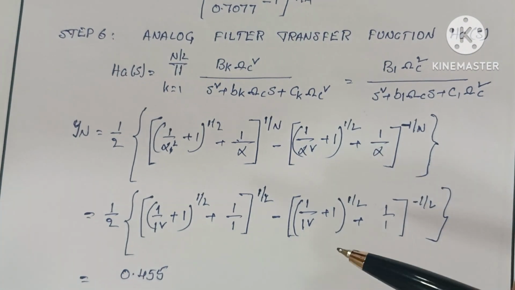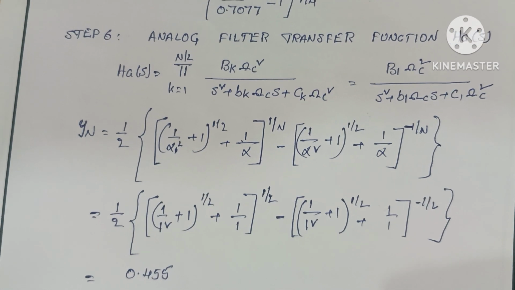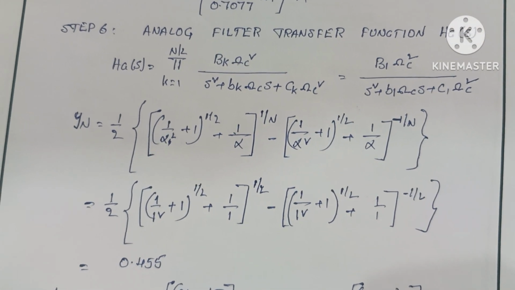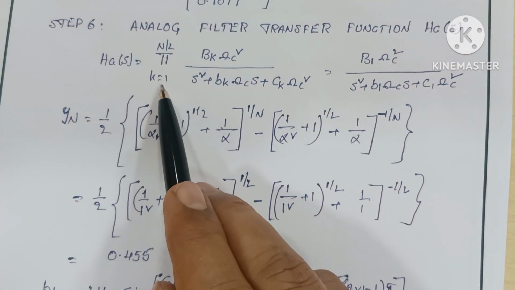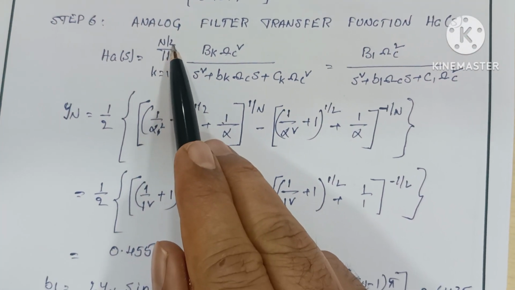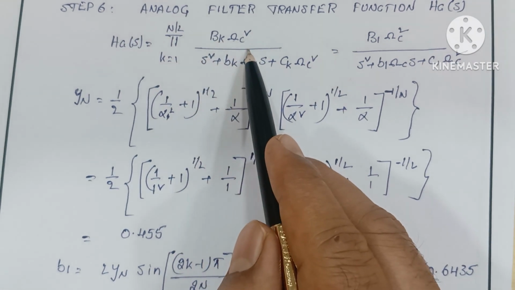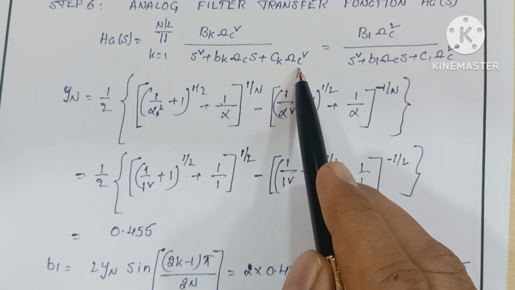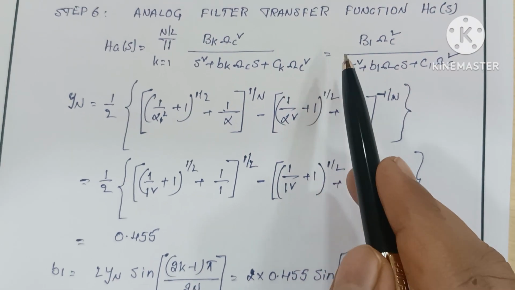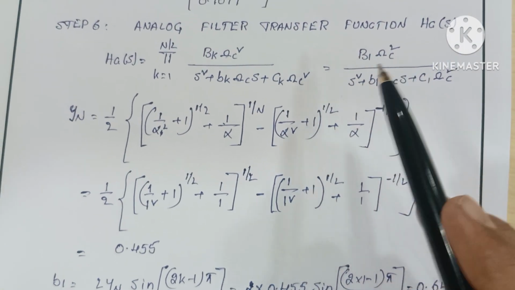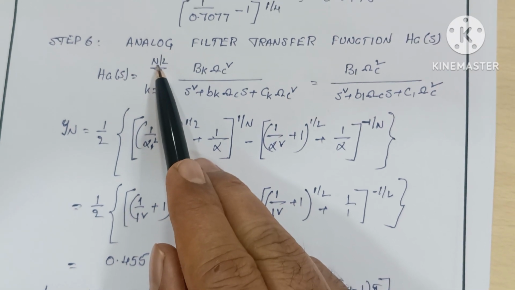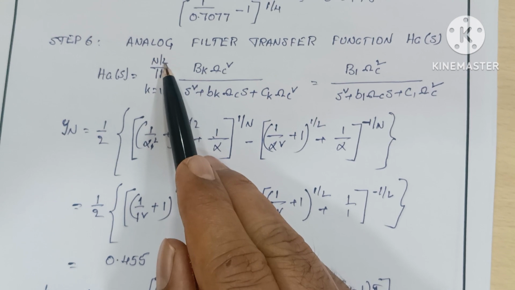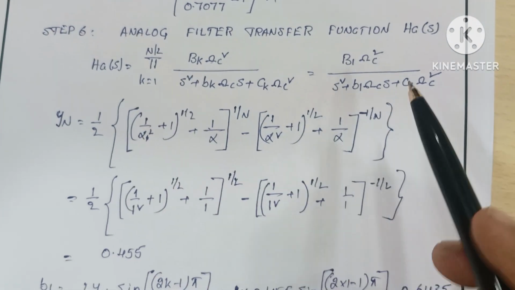The calculation of this HA of S involves a lot of coefficients. First we will see the actual formula for HA of S, which is the product for k ranging from 1 to N by 2 of (bk omega c square) by (s square plus bk omega c s plus ck into omega c square), which is equal to b1. As all of you know, here the order of the filter N equals 2, so 2 by 2 is 1, so k is ranging from 1 to 1, therefore the value of k equals 1.